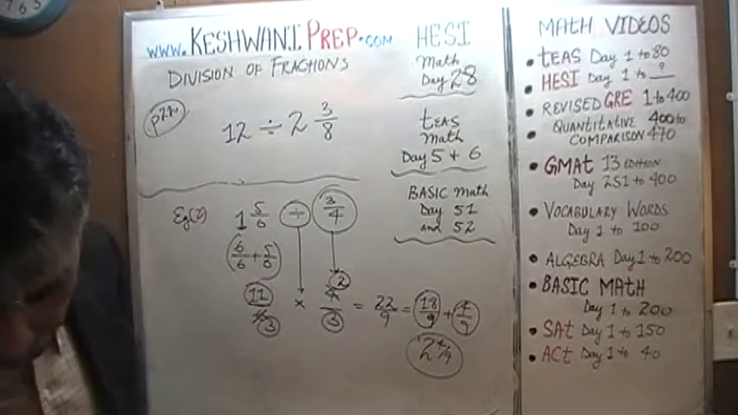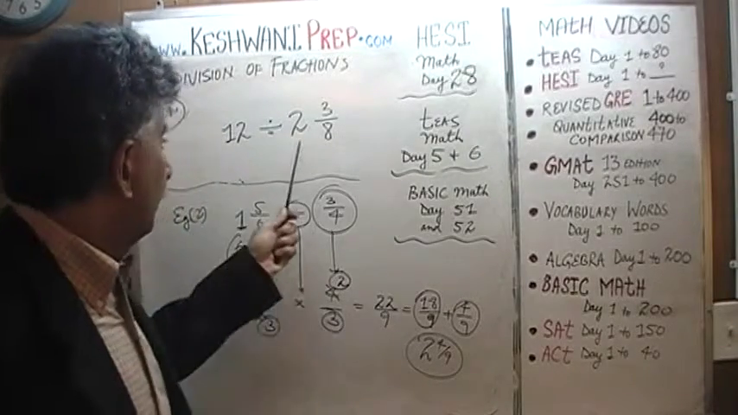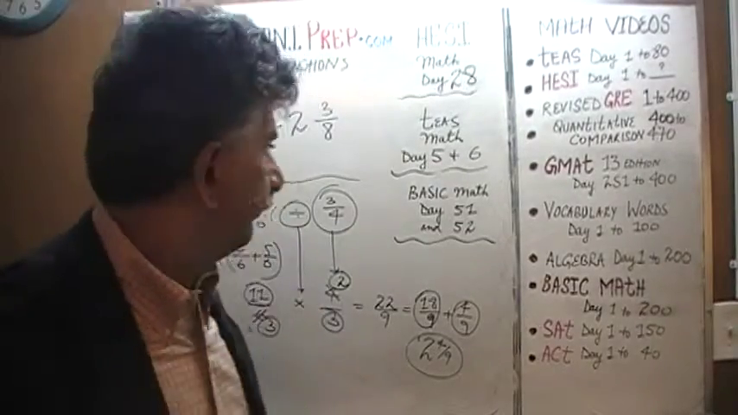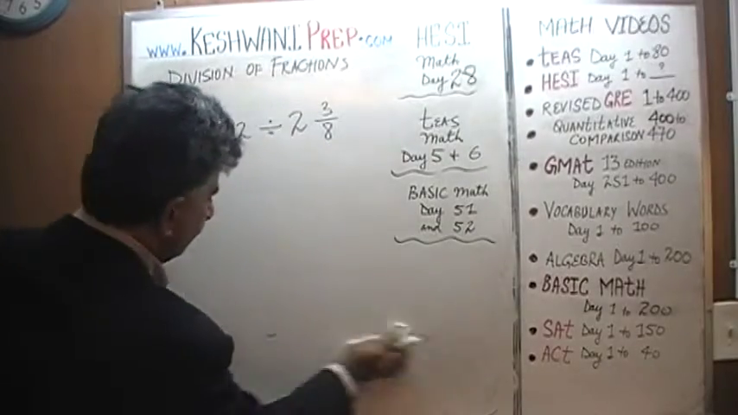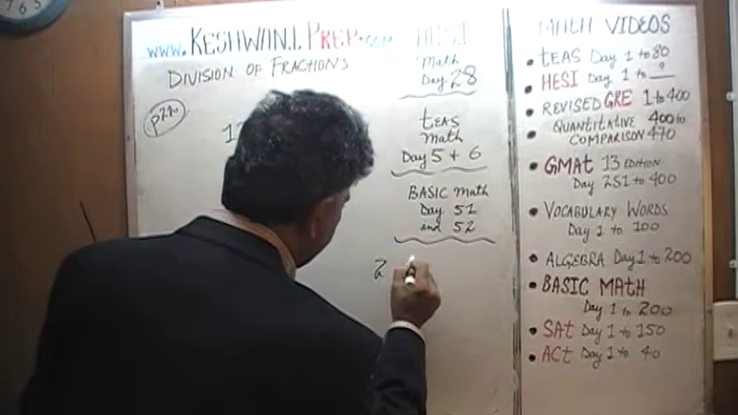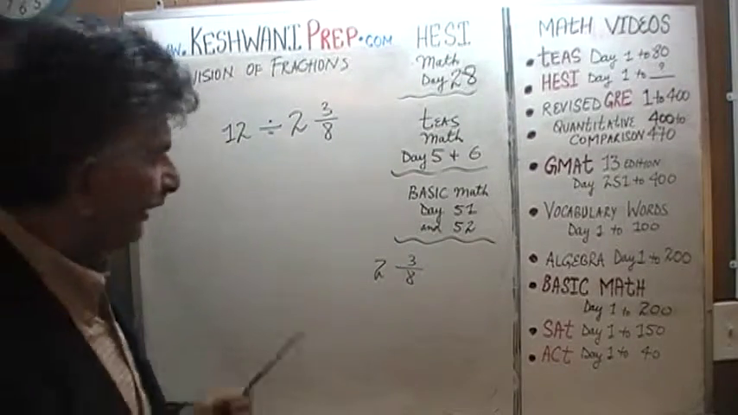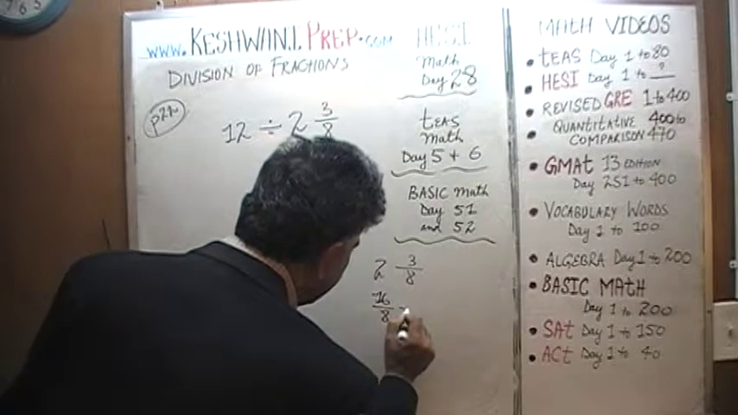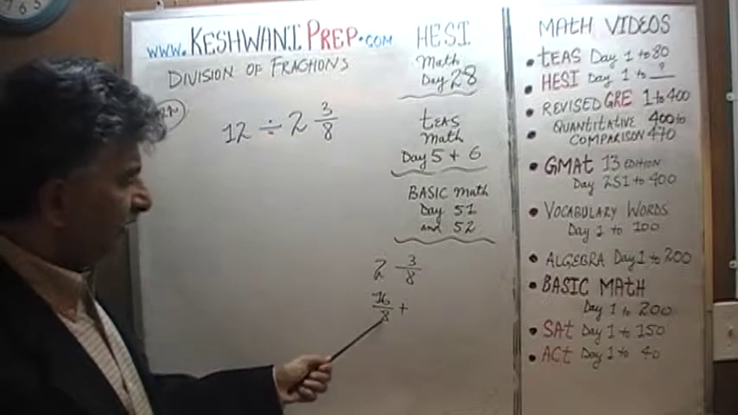Again, the first thing we need to do is figure out what this 2 and 3/8 is in terms of a fraction. 2 and 3/8. How many eighths does 2 have? 2 has 16 eighths, because 16 divided by 8 is 2.